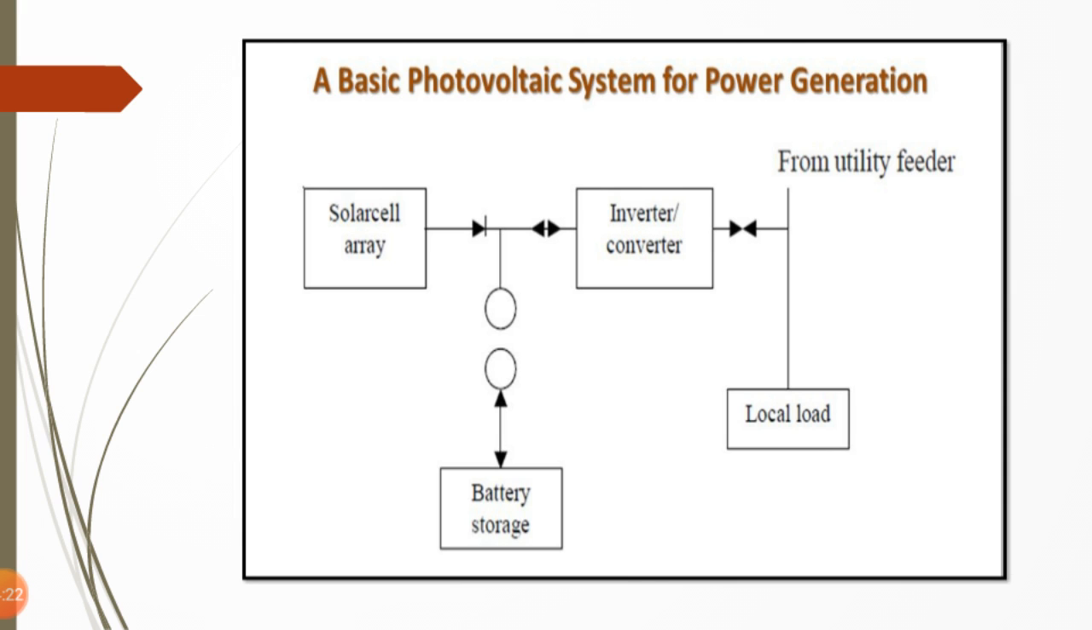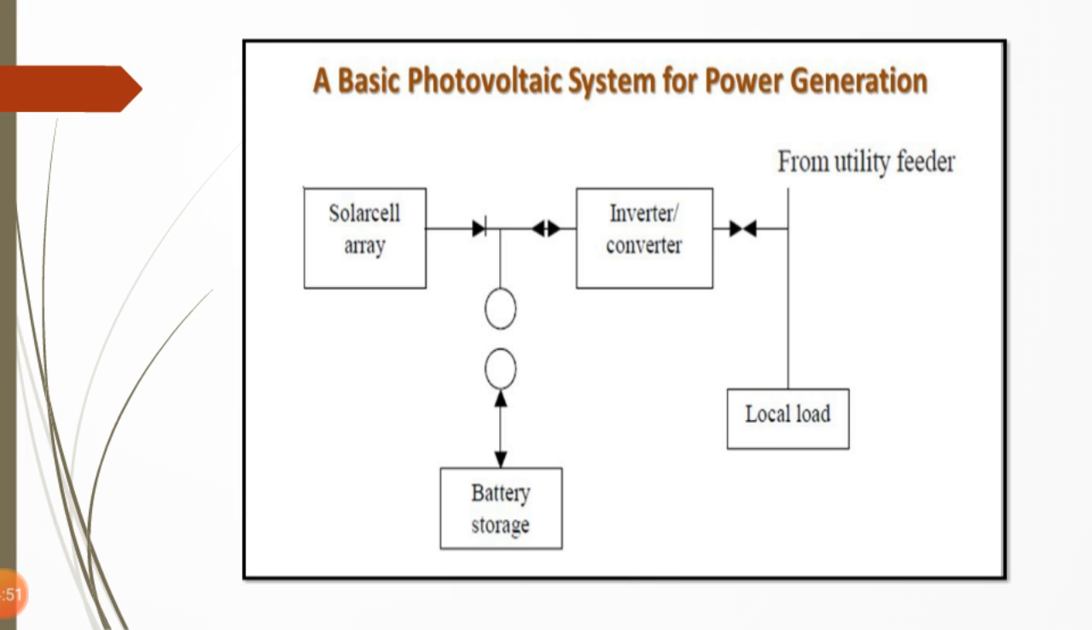Battery storage is used to store the energy, and it has a switch. When we want to connect the battery, we can switch it on, and when we don't want to, we can switch it off. And after that, there is an inverter or converter. Sometimes we require an AC electrical signal. Then at that time, the inverter converts DC electricity into AC electricity. So the inverter or converter is used.